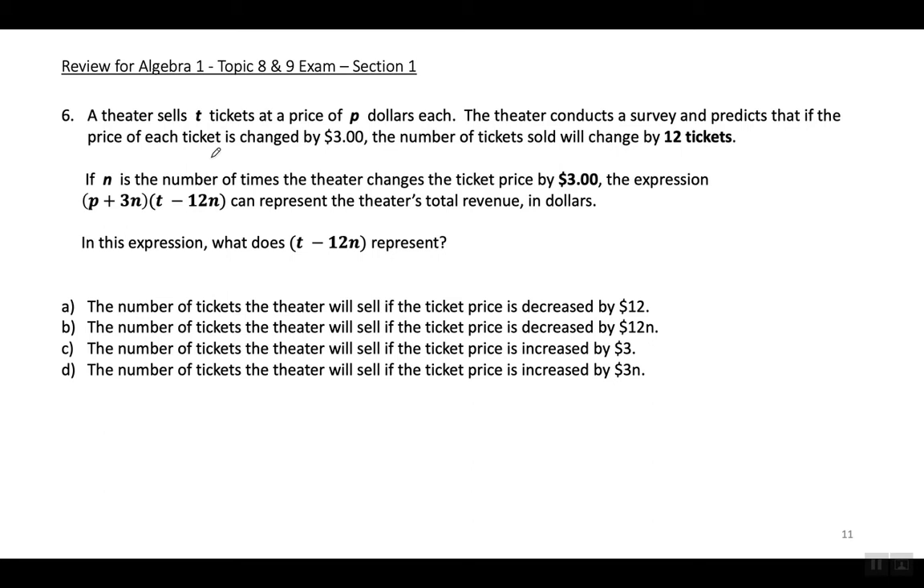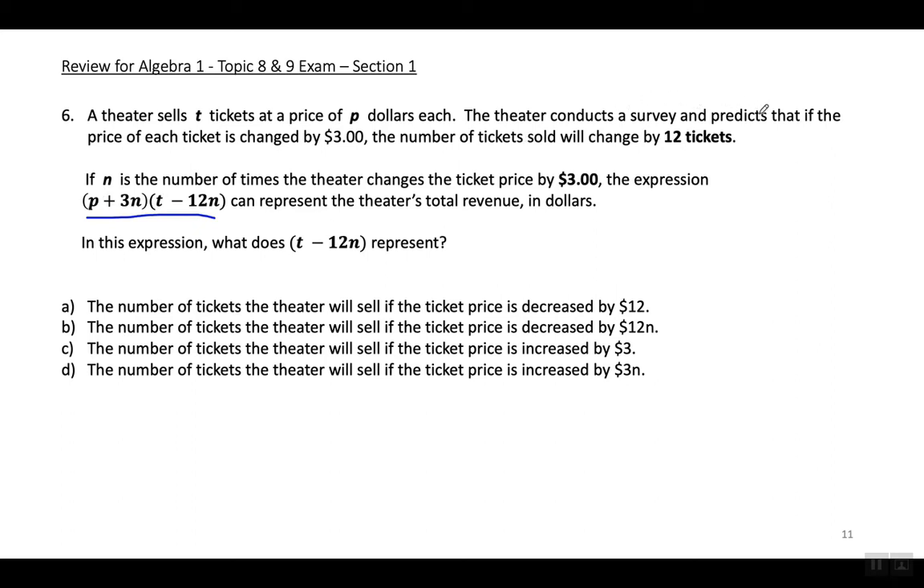All right, it says a theater sells T tickets at a price of P dollars each. The theater conducts a survey and predicts that if the price of each ticket is changed by $3, the number of tickets sold will change by 12 tickets. All right. So before I continue, just look at what we just read. T is the tickets and P is the price. P is price, T is tickets.